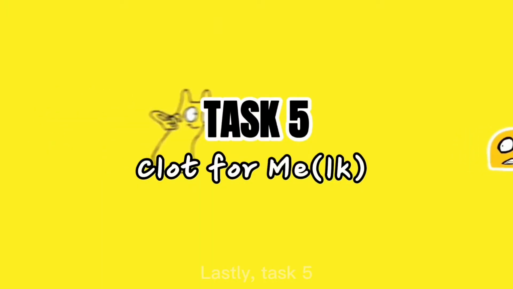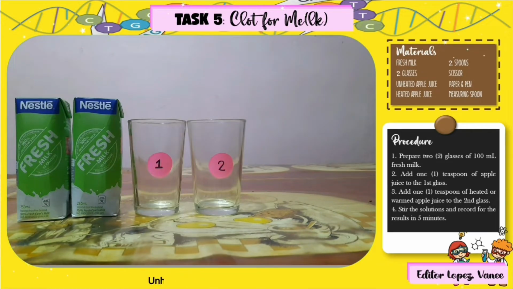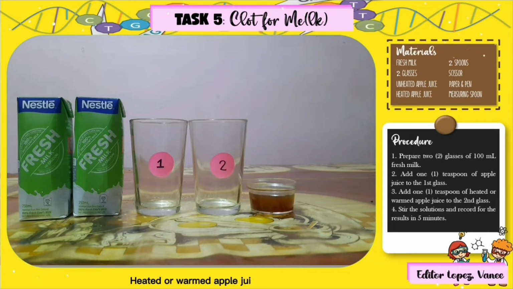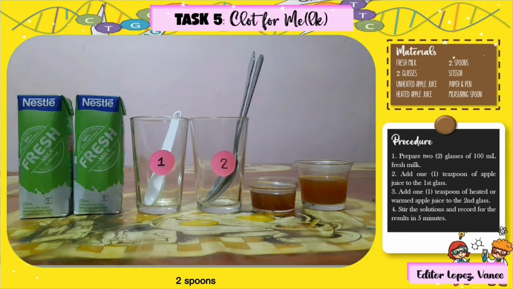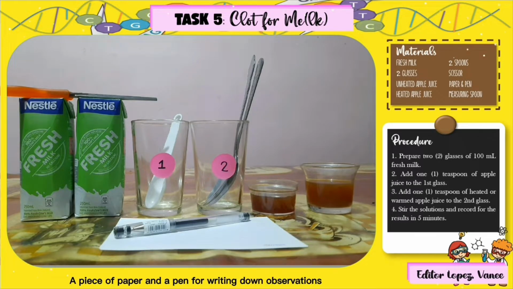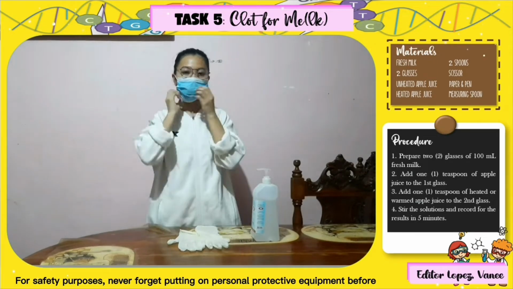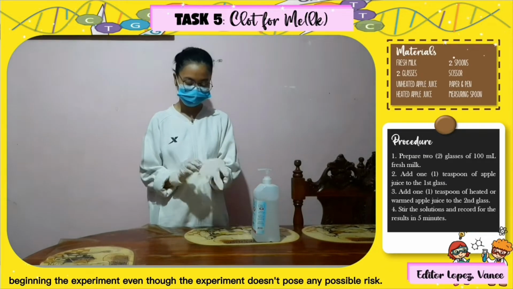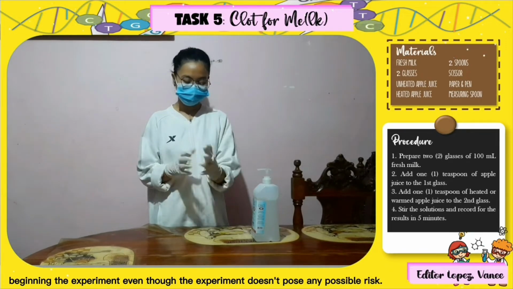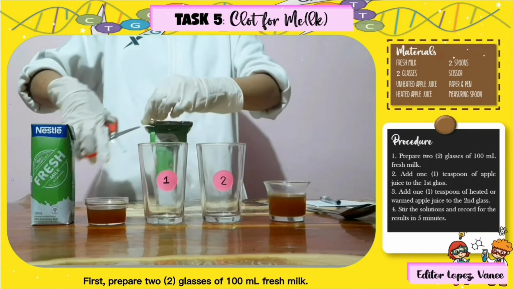Lastly, task 5. We need fresh milk, 2 glasses, unheated apple juice, heated or warmed apple juice, a measuring spoon, 2 spoons, a scissor, and a piece of paper and pen for writing down observations. For safety purposes, never forget putting on personal protective equipment before beginning the experiment, even though the experiment doesn't pose any possible risk. For the procedure, first, prepare 2 glasses of 100 ml fresh milk.